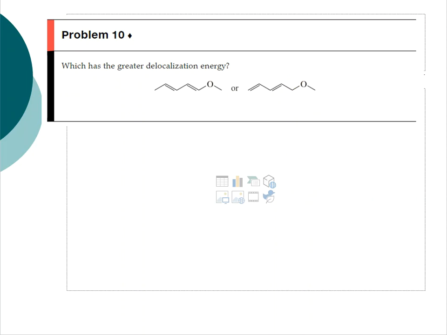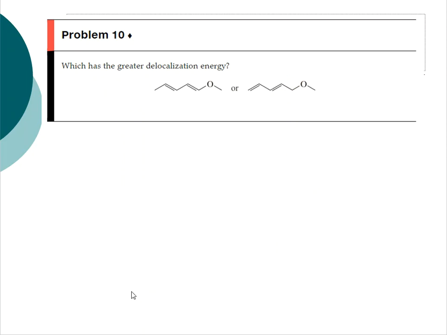Now, let's take a look at this one. Which of the following has the greater delocalization energy? Okay, so with this example, they're very similar. The problem, though, is that in the last two, one had a charge or multiple charges and the others did not. That was a very easy decision to make.